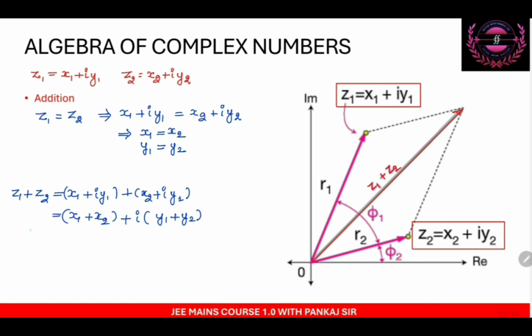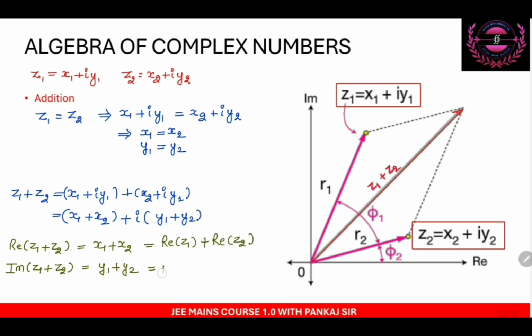If you have to write the real part of z1 plus z2, then it is x1 plus x2. The imaginary part of z1 plus z2 is y1 plus y2. So I can write it as the real part of z1 plus the real part of z2, and the imaginary part of z1 plus the imaginary part of z2.